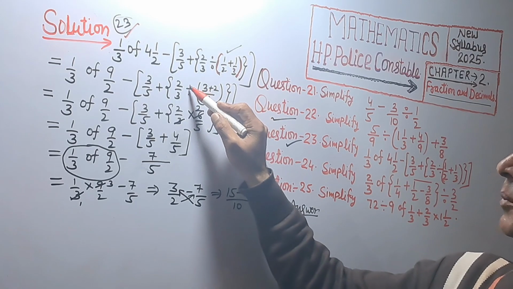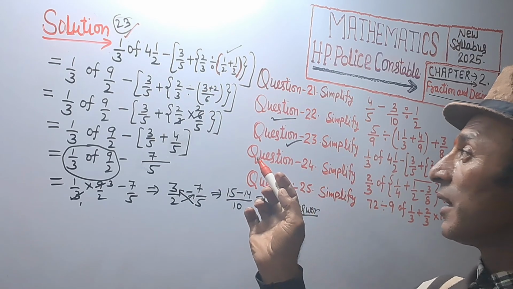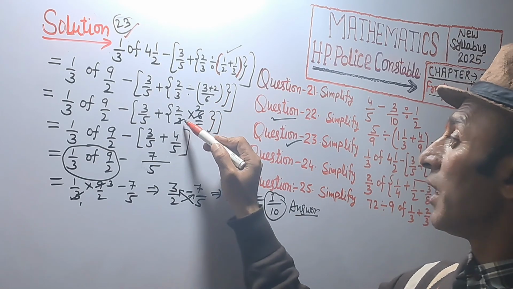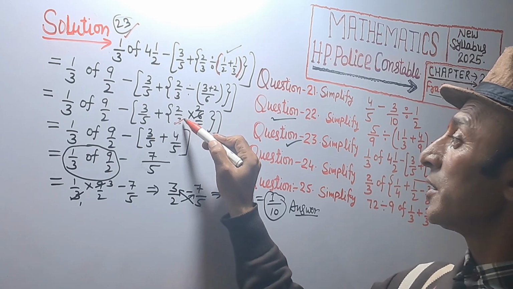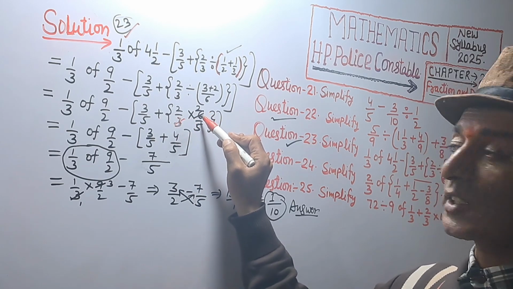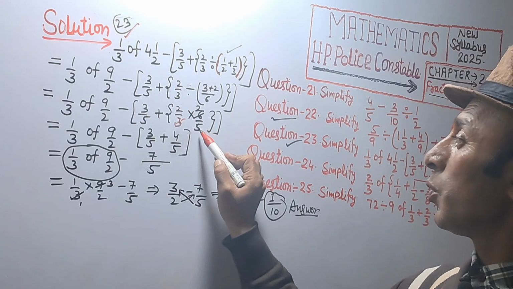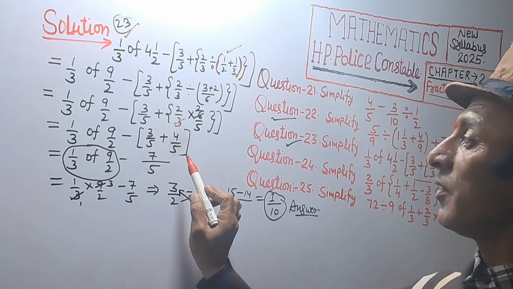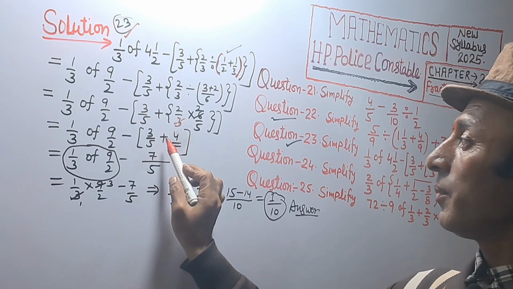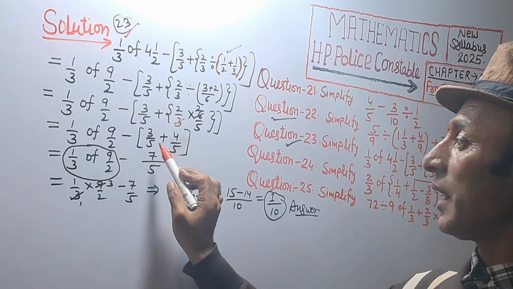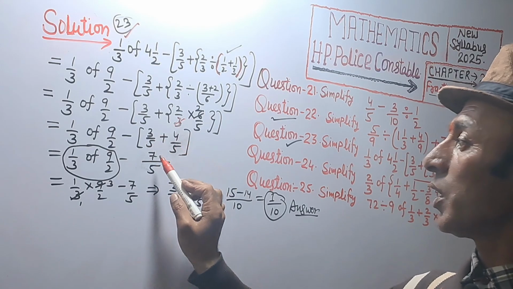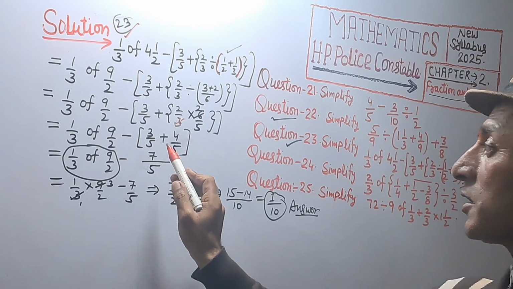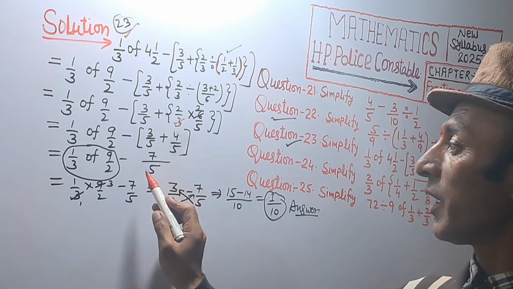But the divide changes to multiply, and the reciprocal of 5/6 will be 6/5, which is divisible by 3. 3 ones are 3 and 3 twos are 6, so 2 twos are 4/5 inside the big bracket. 3/5 plus 4/5: LCM is 5 and 3 plus 4 equals 7. 1/3 of 9/2 as it is minus 7/5.